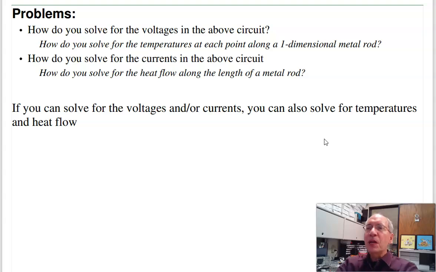Now some problems we'll be looking at. When I have a circuit like this, how do you solve for the voltages in the above circuit? Which is the same problem as how do you solve for the temperatures at each point along a one-dimensional metal rod? How do you solve for the currents in the above circuit? Which is the same problem as solving for the heat flow in the metal rod. If I can solve for the voltages and or currents, I can also solve for temperatures.